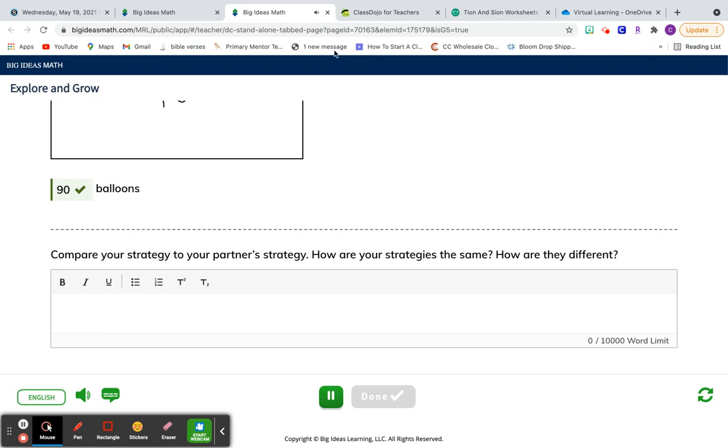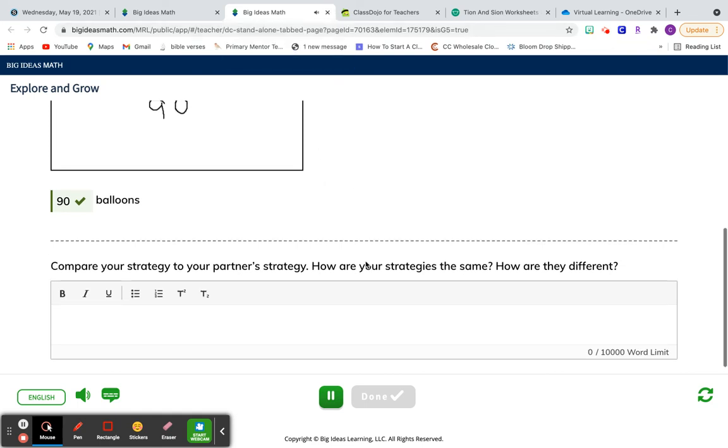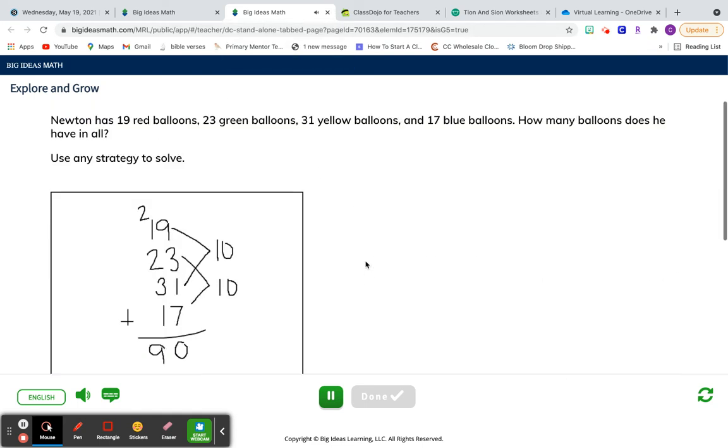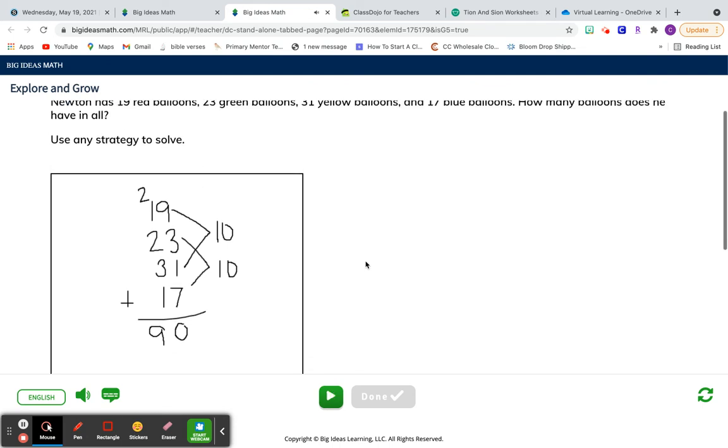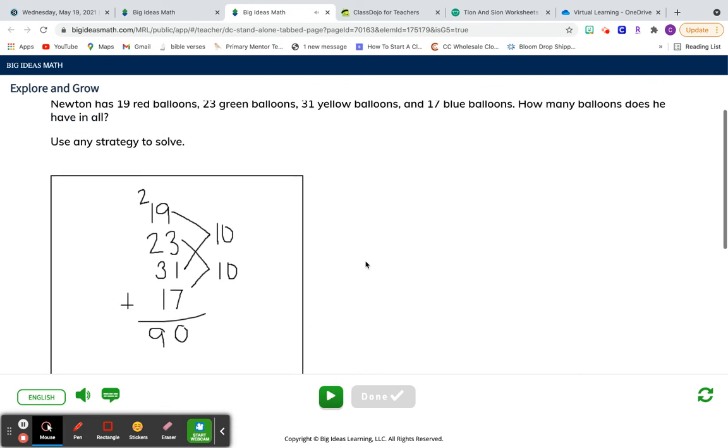Compare your strategy to your partner's strategy. All right, how are your strategies the same? How are they different? If you use a different strategy or would use a different strategy, you are welcome to, as long as you come up with the right answer. So if you want to think about how those are different.